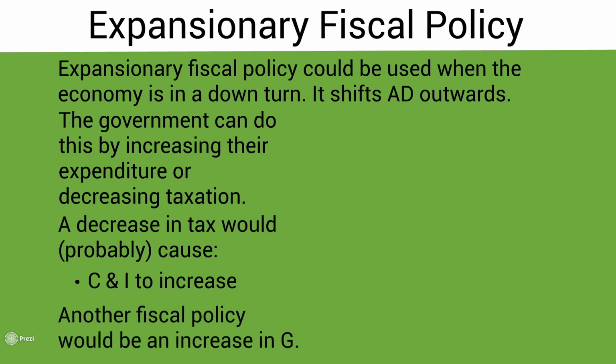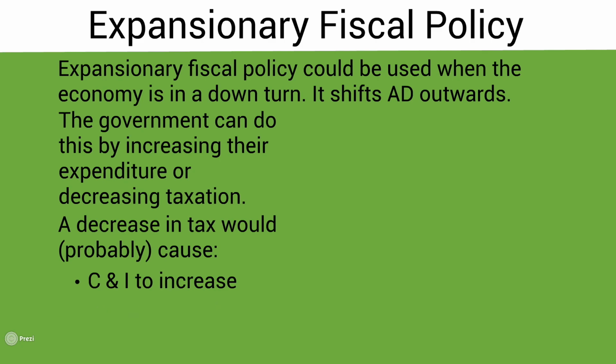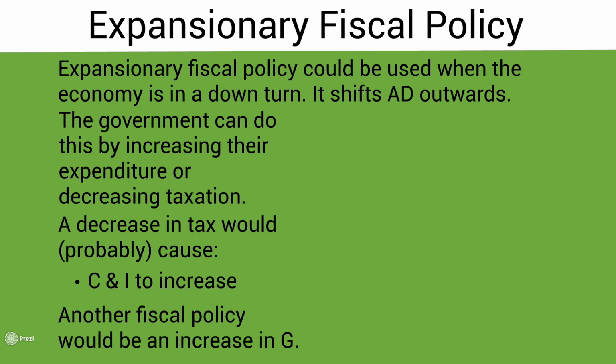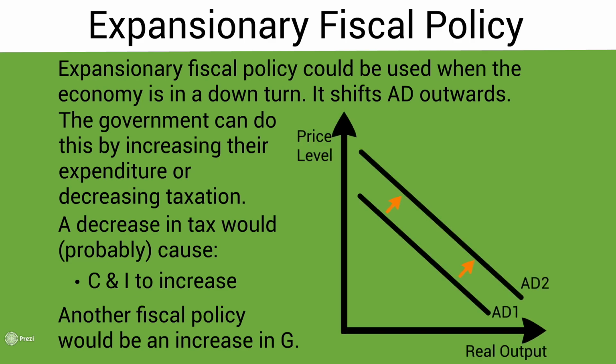If there was a decrease in corporation tax, firms would then be able to keep a greater proportion of their profit, which would leave more money available to invest. This would probably cause investment to increase. Another fiscal policy would be to increase government expenditure. This could be an increase in the welfare payments it makes, an investment by the government on infrastructure, or increased expenditure on healthcare. An expansionary fiscal policy will shift aggregate demand outwards from AD1 to AD2.